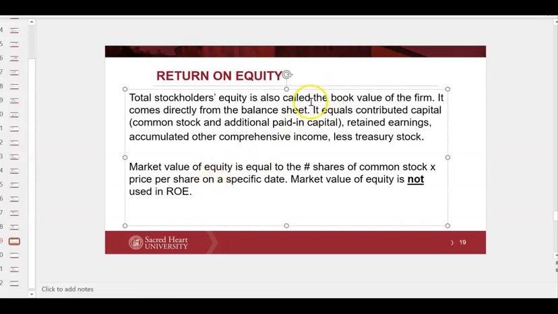We mentioned that total stockholders' equity is called book value. That's different from market value of equity. Investors typically talk about the equity of a company being the market value, and that's something separate. You can't find the market value on a balance sheet. The market value of a company is equal to the number of shares of common stock that it has outstanding times the market price per share on a specific date. The market value of equity is not used in ROE, so that's an important point to remember.